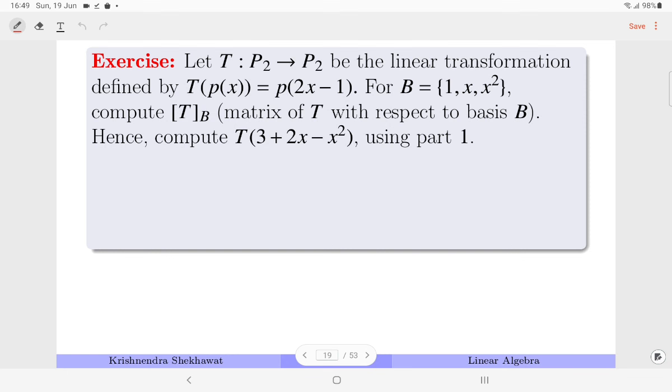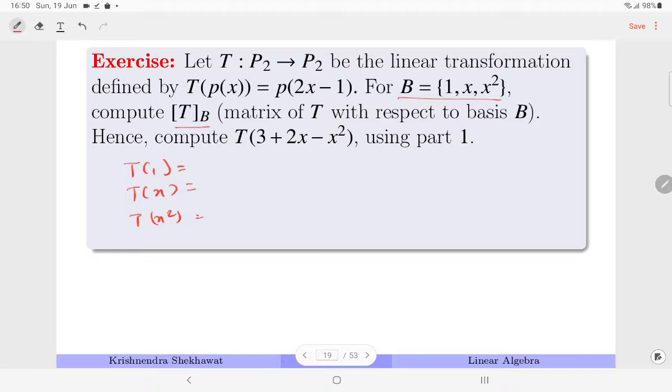Here V and W, the vector spaces, are the same and therefore only one basis is given. First I have to compute T of B, and using T of B I must compute T of 3 plus 2x minus x square. Please do try by yourself. So to compute T of V I must compute T of V1, T of V2 and T of V3.